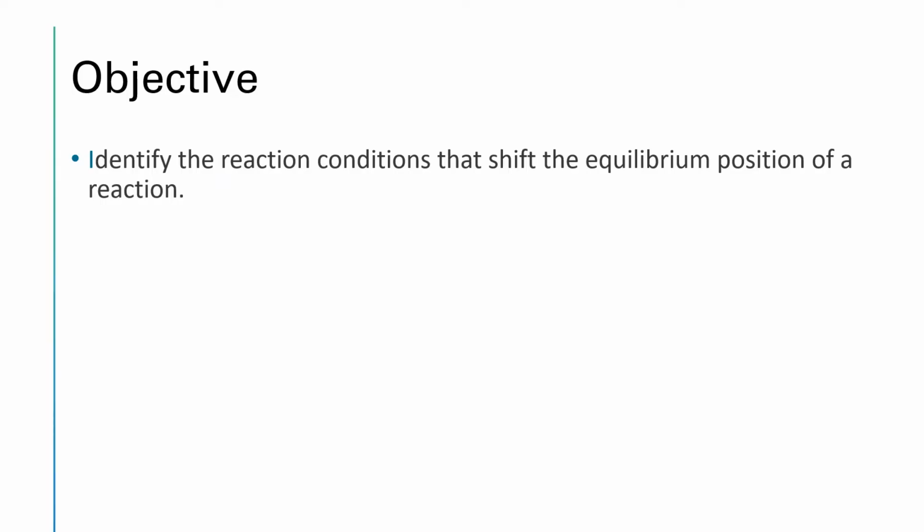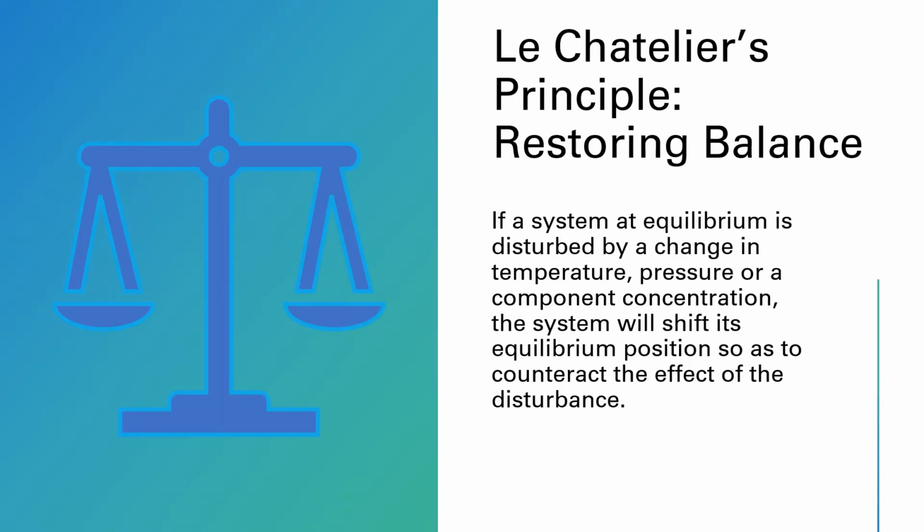Our objective is to identify the reaction conditions that shift the equilibrium position of a reaction. Le Chatelier's principle is all about restoring balance. If you have a system that is already at equilibrium, and then you do something to mess with it, for instance, you might change the temperature, or you might add some more reactant. Well, as a consequence of that change, the reaction will either proceed in the forward or the reverse direction until it reaches a new equilibrium position. The direction that it goes is trying to counteract the disturbance that you created.